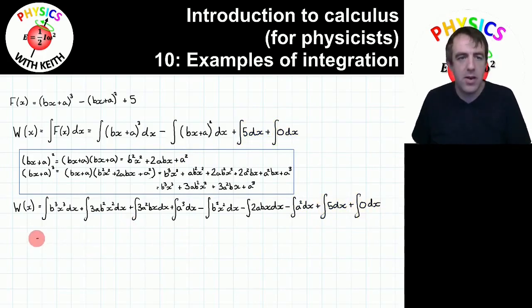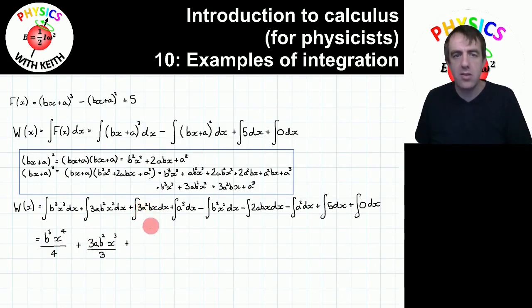Now we can go through step by step and calculate what each of those is. So the b cubed, that's a constant, that comes outside. Integration, you increment first, so this becomes x to the 4, and then we divide by the new power, 4, plus 3ab squared, that's a constant, that comes outside, x squared, integration, so first we increment and then divide by that new power. Okay, so 3a squared b comes outside because it's a constant, the x we increment and then we divide by the new power.